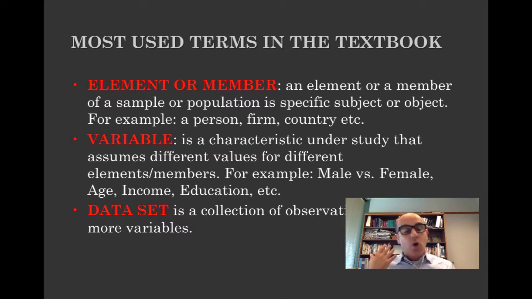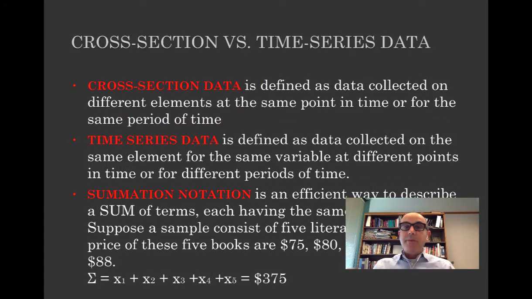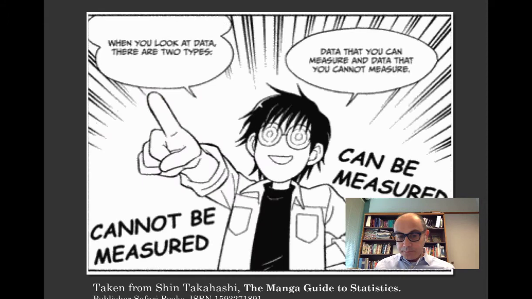The last term that you're going to hear me saying again and again is data set. It is the collection of observations on one or more variables that we collected. We are going to see different types of variables: quantitative variable, descriptive or continuous variable, and we will learn how to apply them. We also have cross-section data or time series data or any other type of analysis with regard to that type.